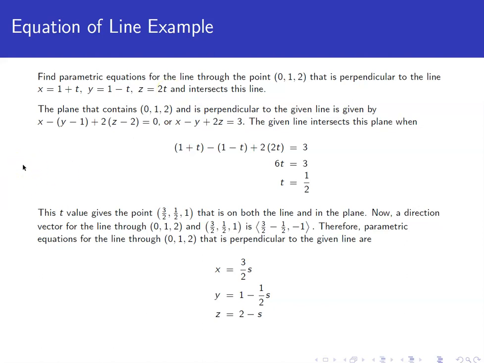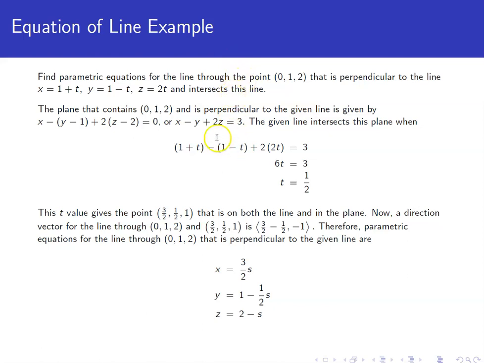Now I just need to make sure that that plane goes through the point that I want. So I just use the point (0, 1, 2), since that's what we were given as the point that's supposed to be on the plane, to plug into my scalar form of the equation of a plane. We can rearrange that equation to be x - y + 2z = 3.